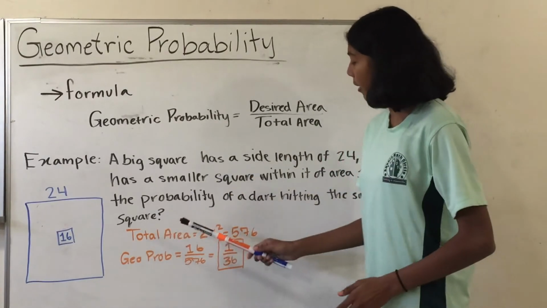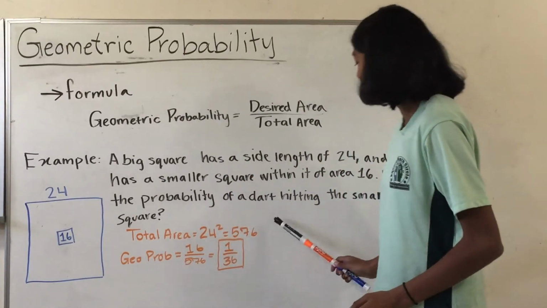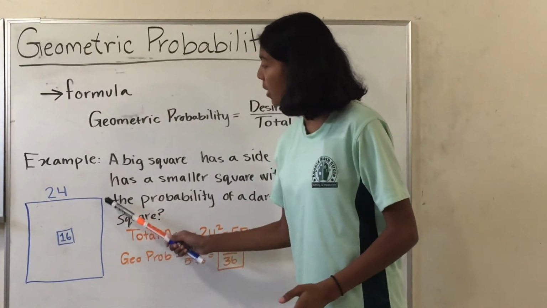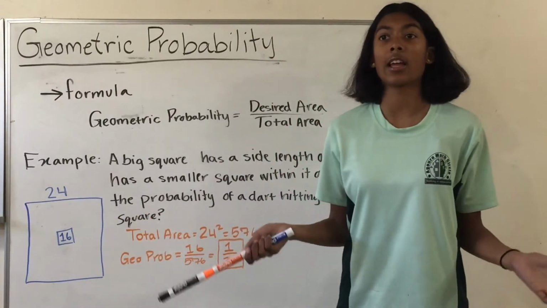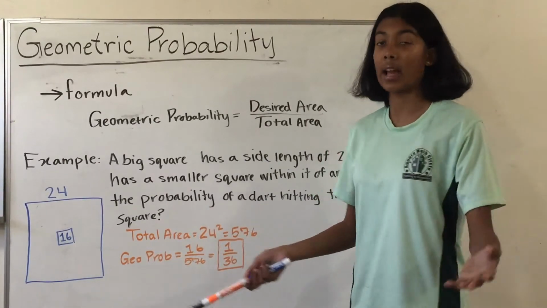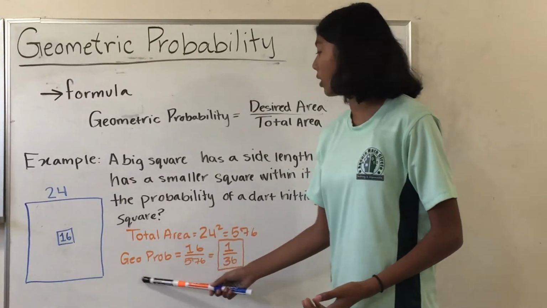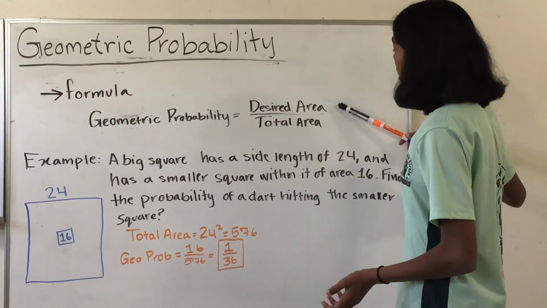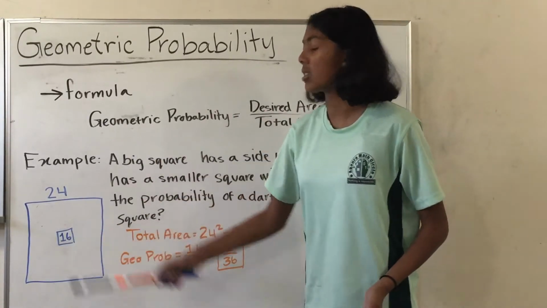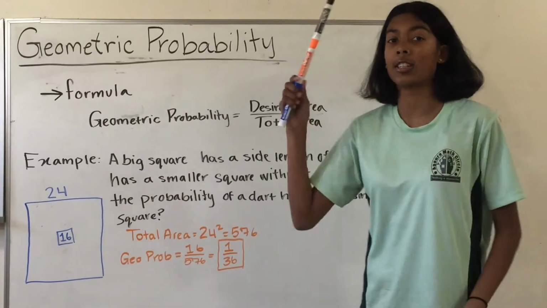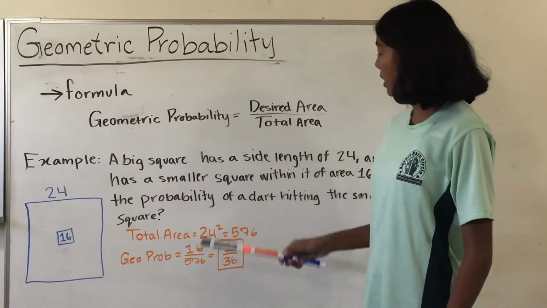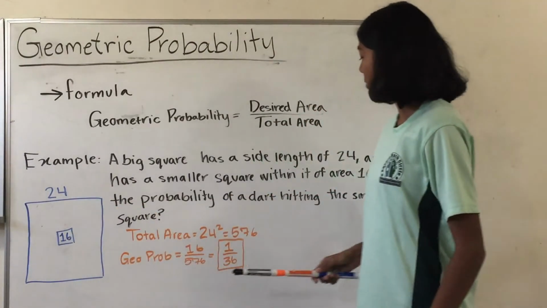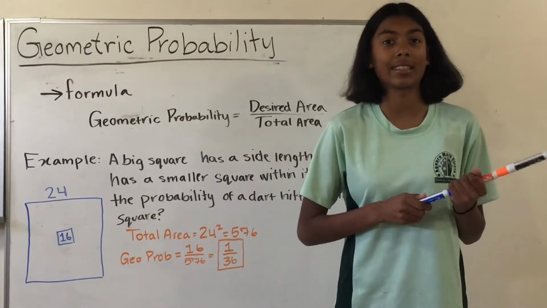So our total area would be 24 squared, which is 576, because we want to find the area of this entire square, and to find the area of a square, you just square the side length. Then our geometric probability is our desired area over our total area. Our desired area is 16, which is the area of the smaller square, which we learned in the problem. And the total area is 576, which is the area of the larger square. We simplify that to get 1 over 36.